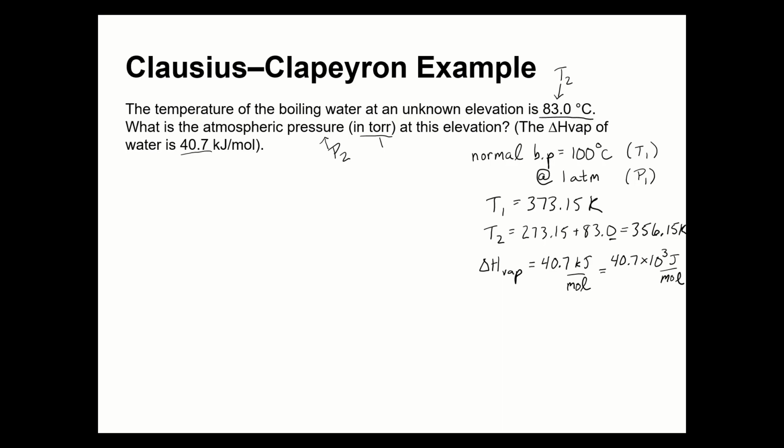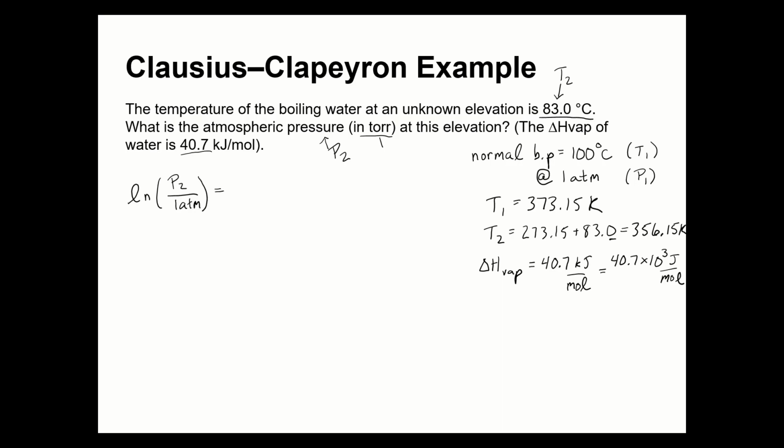So I think we've converted everything that we need to. We've got our pressures in the units that we want, temperature, and enthalpy of vaporization. So starting out with the Clausius-Clapeyron, we've got the natural log of P2, which is what we're looking for, divided by P1, which is conveniently equal to 1, right?